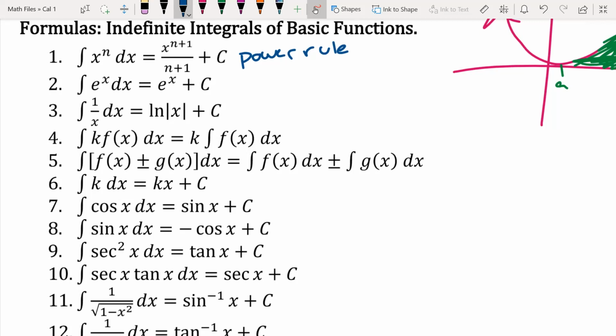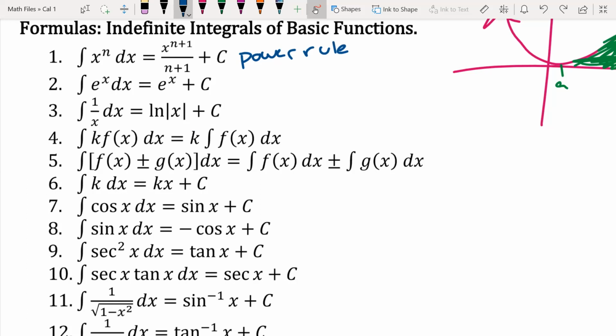4, it says the integral of k, some constant or coefficient, times f of x dx. Well, what you can do with k is move it to the outside. We were able to do this for limits. We were able to do this for derivatives, and we're definitely able to do it for antiderivatives now. So if you have a coefficient in front or a constant, you can move it to the outside of the integral.